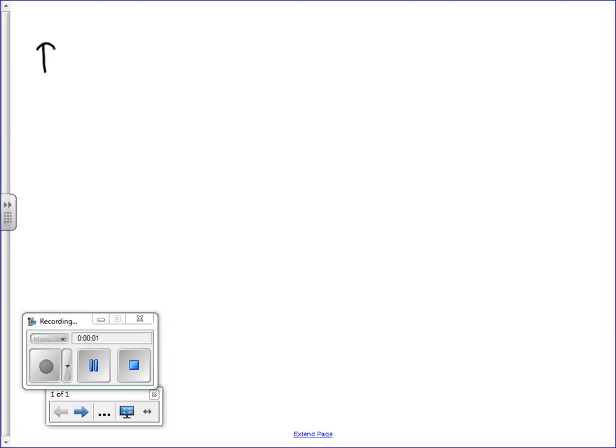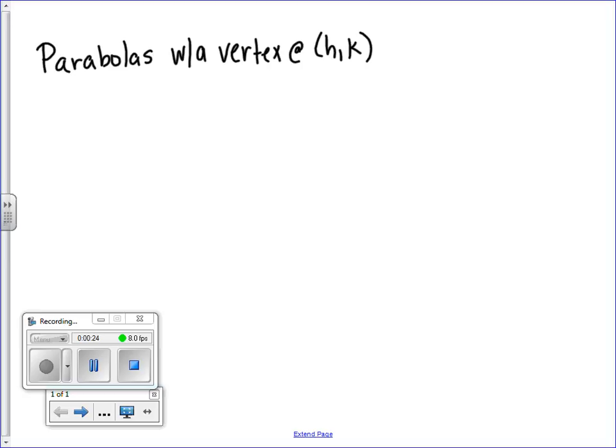Our parabolas were at 0, 0. Today, our parabolas will be at, I don't know that I want to say centered. I want to say a vertex. All right, parabolas with a vertex at (h, k). All right, (h, k) is just any point, okay? We're starting to move these parabolas around.